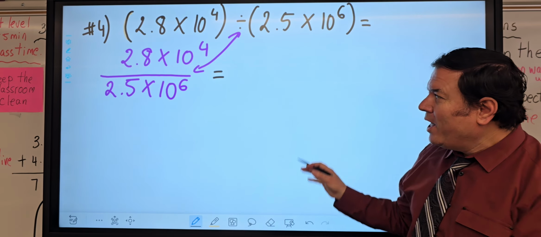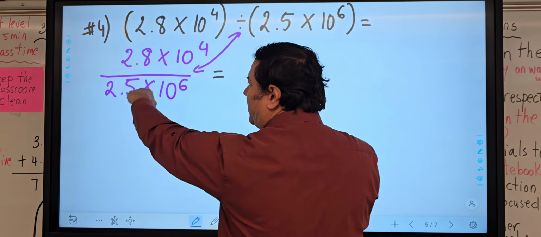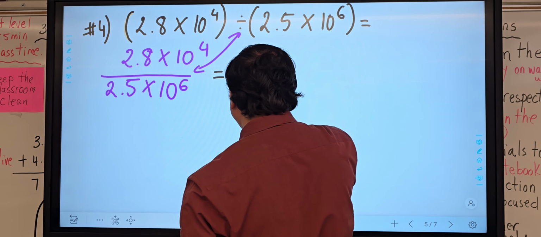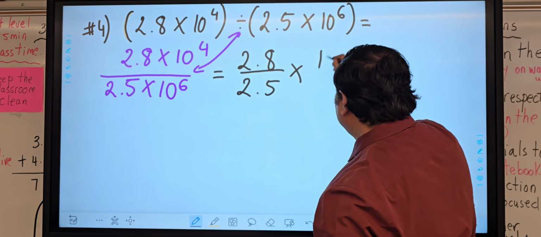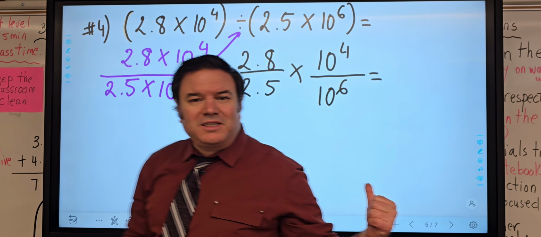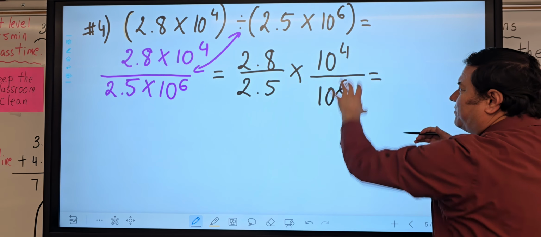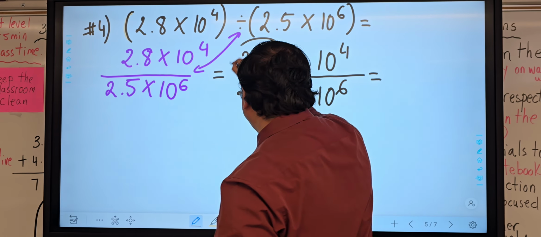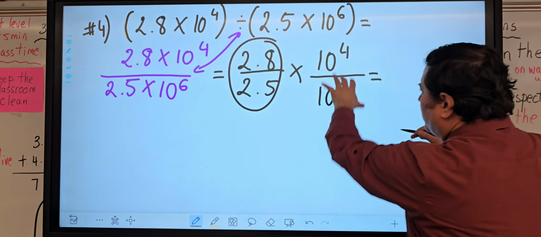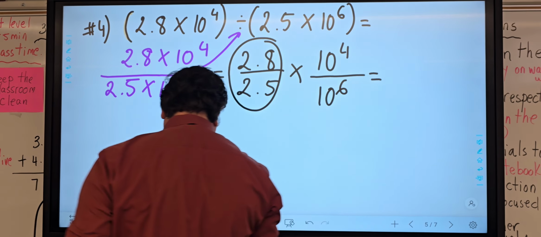And remember the other day I showed you, after we do this, we are going to use the quotient property. So now we can change this into 2.8 divided by 2.5 times 10 to the power of 4 divided by 10 to the power of 6. Because this is the same thing. We just rearrange it together. We group the decimals together times the exponents of 10 together. So now we are going to divide 2.8 by 2.5, and then we are going to use the rules of exponents to change 10 to the power of 4 divided by 10 to the power of 6. But let's divide this first.